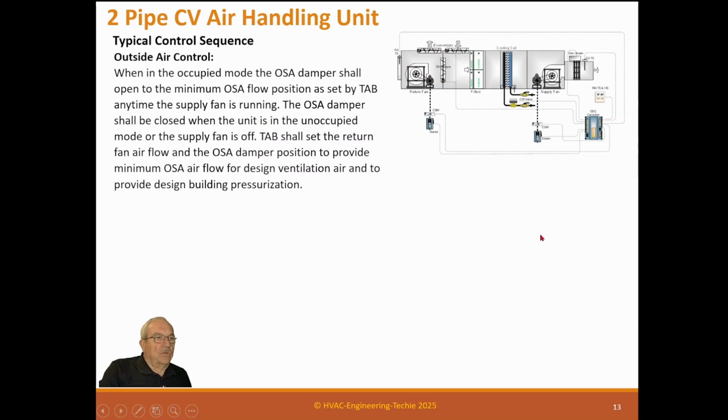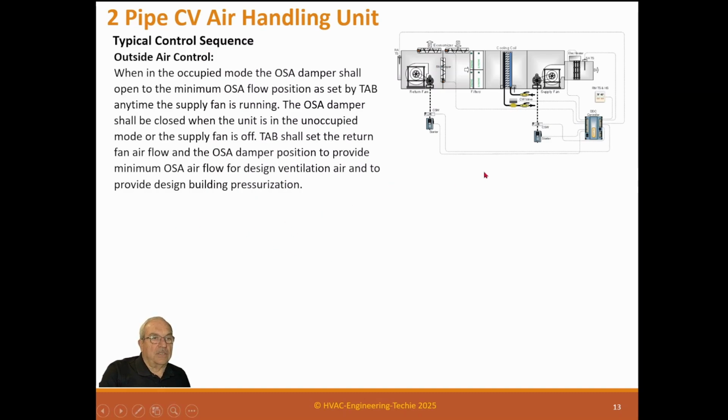Outside air control. When in the occupied mode, the outside air damper shall open to the minimum outside air position set by TAB anytime the fan is running. The outside air damper shall be closed when the unit is in the unoccupied mode or the supply fan is off. TAB shall set the return air fan flow and outside air damper position to provide minimum outside airflow for design ventilation air and to provide adequate building pressurization.